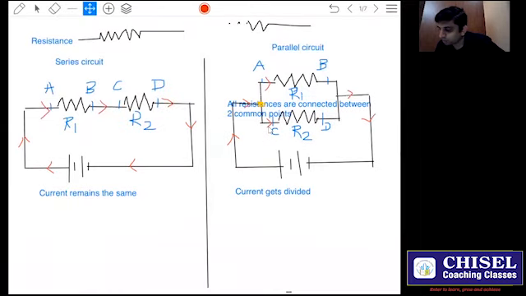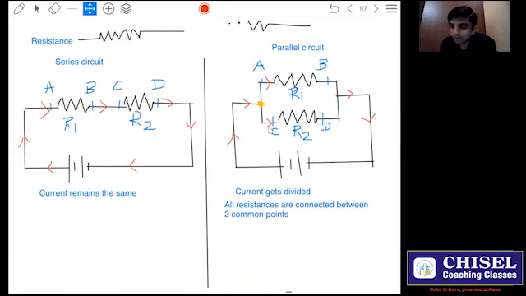Now the two common points means nothing but that, let's say this C and this point A are connected at this yellow point. Similarly, B and D are connected again to this yellow point. Or the other way to look at it is that both of them are directly connected to the battery. This direct connection is getting the battery.